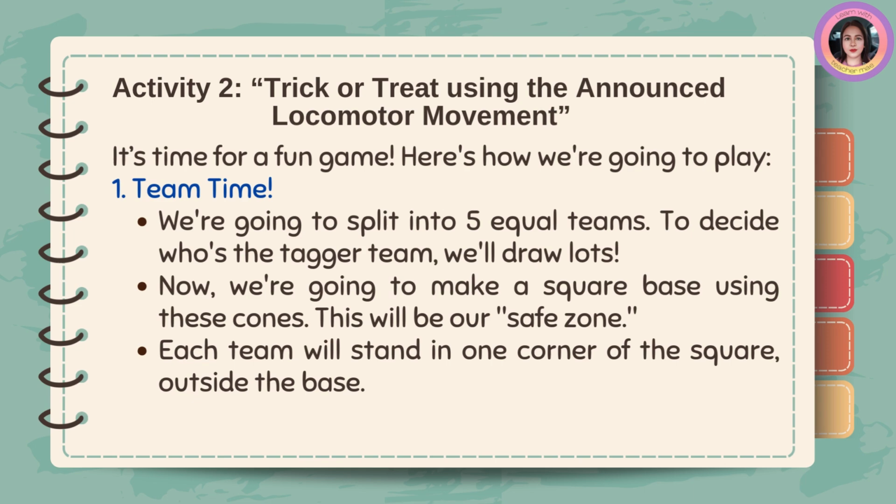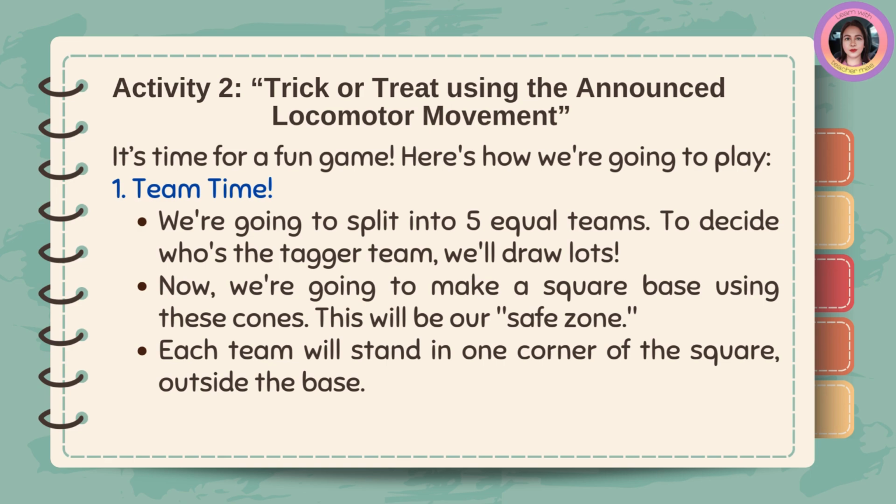Activity 2, Trick or Treat using the announced locomotor movement. It's time for a fun game. Here's how we're going to play. Number 1, team time. We're going to split into 5 equal teams. To decide who's the tugger team, we'll draw lots.